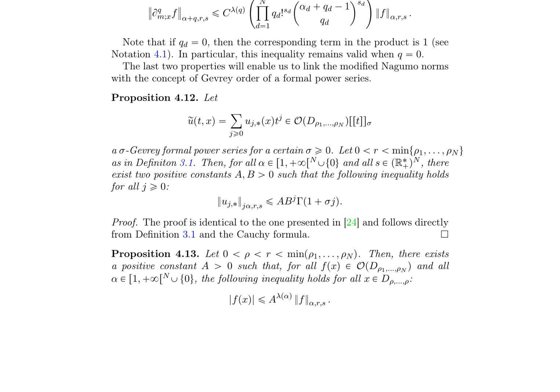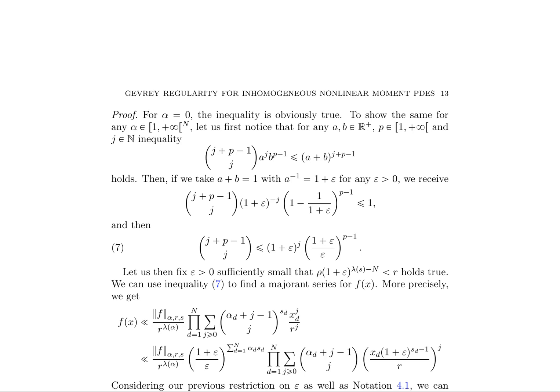The authors employ mathematical concepts such as moment functions, modified Nagumo norms, and Gevrey order, and utilize techniques like the Cauchy formula to derive these inequalities and propositions. These results are crucial for establishing the connection between modified Nagumo norms and the Gevrey order of formal power series. On page 13, the authors provide a proof for the Gevrey regularity of inhomogeneous nonlinear moment PDEs.